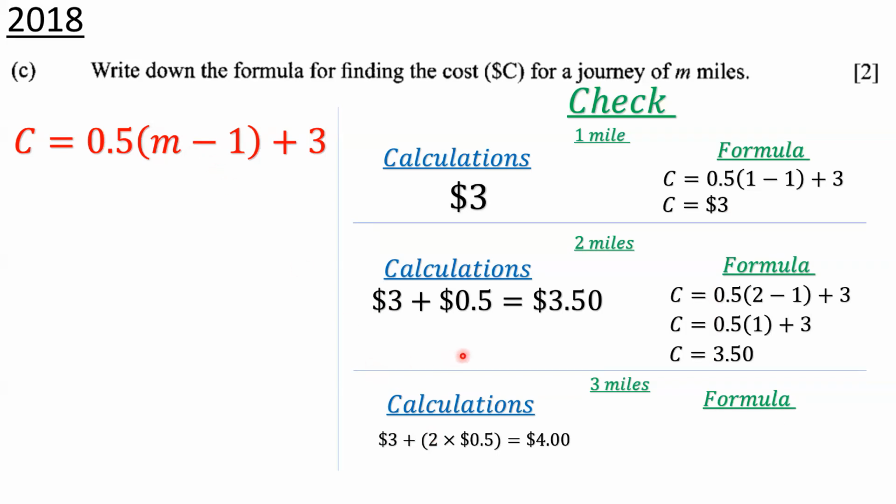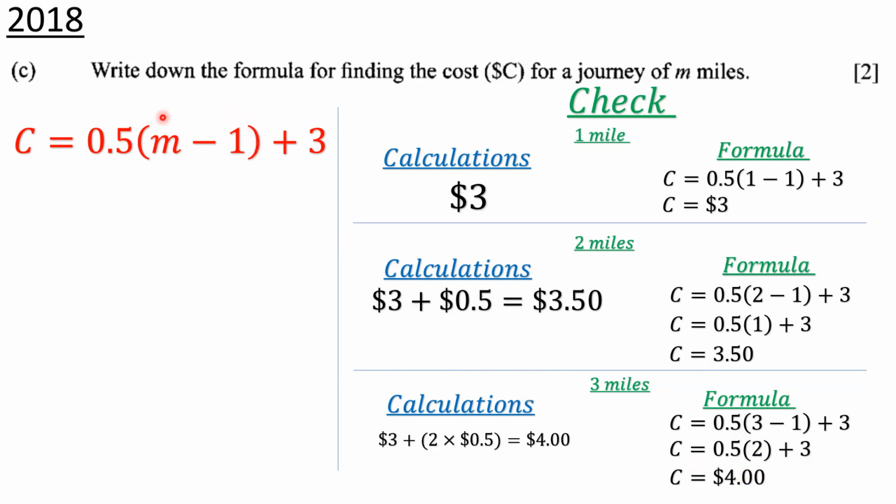Okay, and so when we do the formula, it's the same thing: 3 minus 1, plus 3, 0.5 times 2. I'm sorry, 0.5 times 2 is 1, and 1 plus 3 is 4. Okay, and so we get the same thing. So this formula is definitely correct.